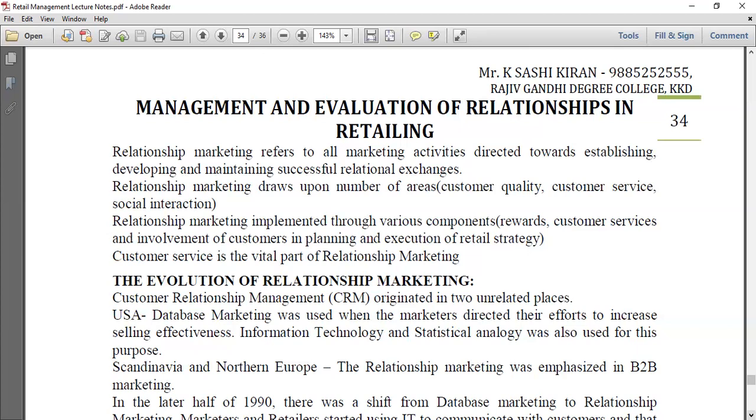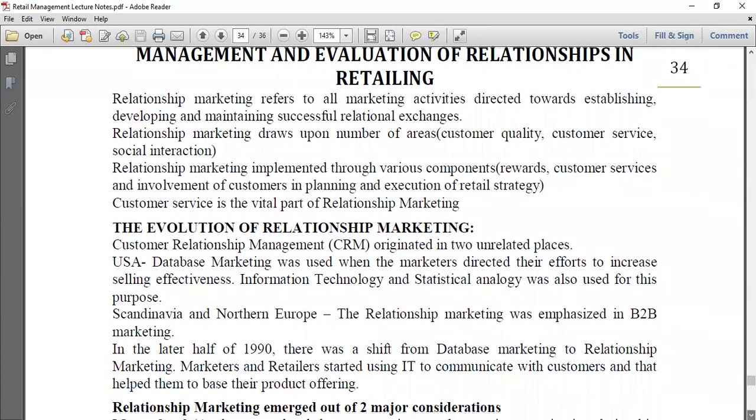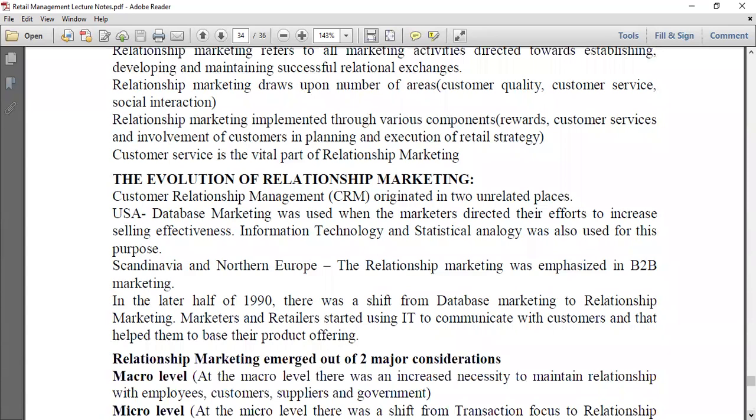So service is one area organizations need to put a special focus on. Now, moving further, let us trace the evolution of relationship marketing. Relationship marketing evolution can be traced to two places. First, in the United States, prior to relationship marketing, they were using database marketing. Marketers directed their efforts to increase selling effectiveness using database marketing, and to maximize their efforts, they also took the help of information technology and statistical analysis.